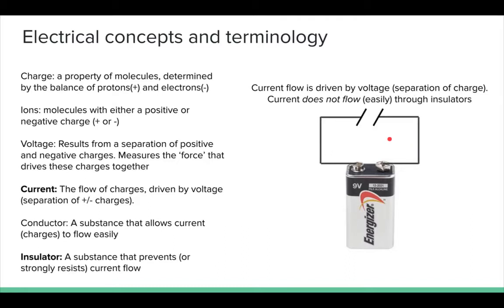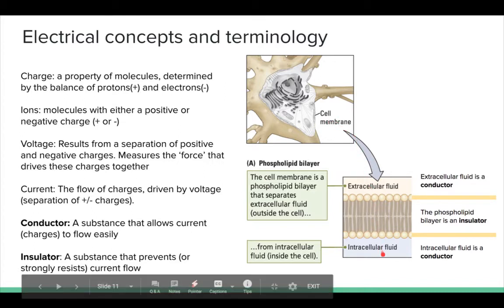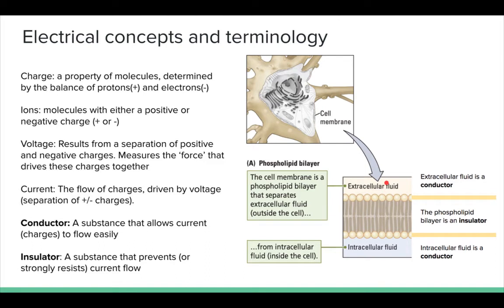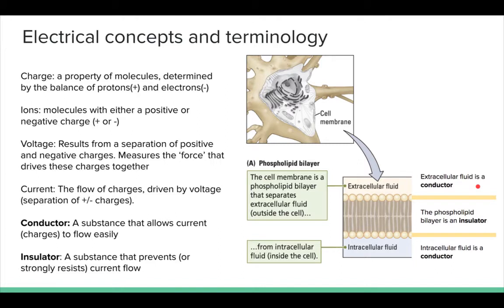Now, what does this have to do with neurons? Remember that neurons have a cell membrane. The cell membrane divides the intracellular and extracellular portions of the neuron, and it's composed of this bilayer of phospholipid molecules. Now, the extracellular fluid of a cell is this salty aqueous environment. It is generally a conductor. It is very easy for charged particles, for current, to flow through the extracellular fluid.